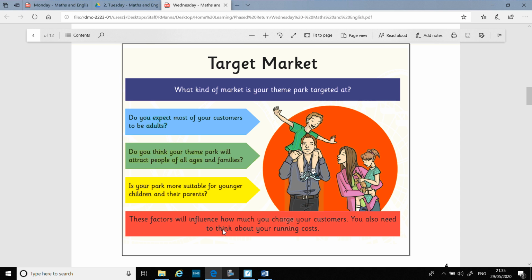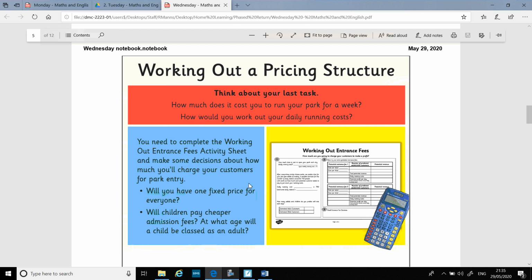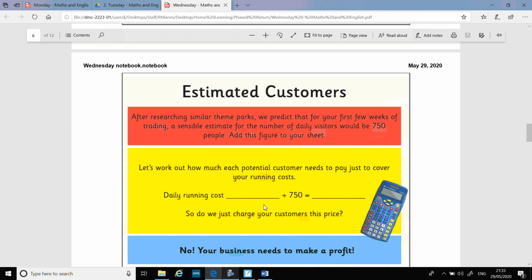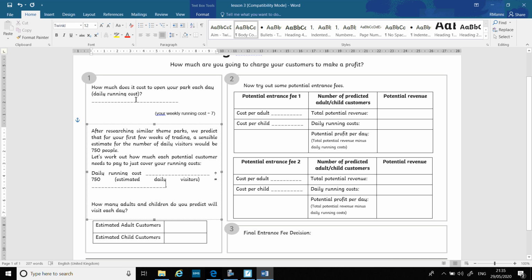These factors will influence how much you charge your customers, because obviously, if you're going to have more adults, your pricing structure is going to be aimed at adults. However, as families, you have to think about how you're going to attract families. So, we're going to do some maths. You can read the rest of the instructions on this PowerPoint, but I'm going to go to the sheet to show you what I mean.